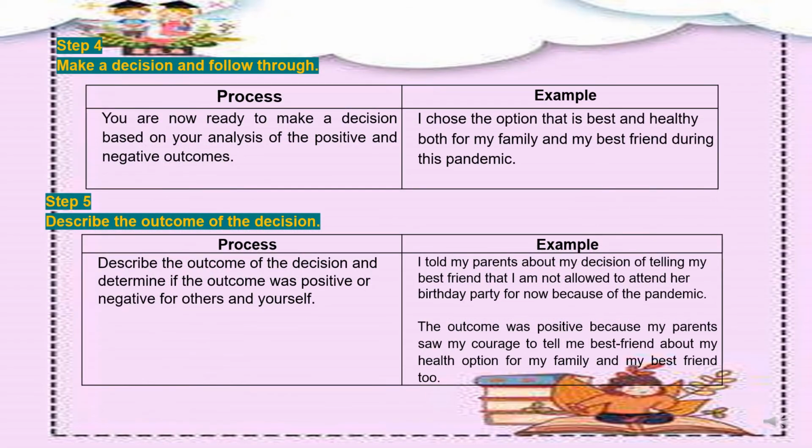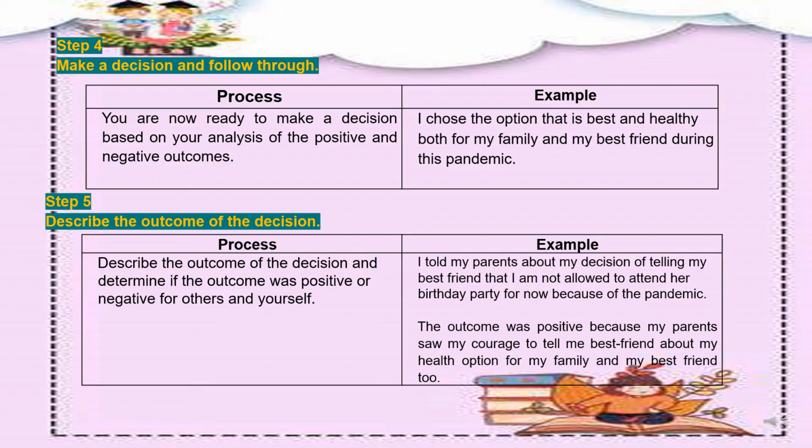Step 4. Make a decision and follow through. Process: you are now ready to make a decision based on your analysis of the positive and negative outcomes. Example: I chose the option that is best and healthy both for my family and my best friend during this pandemic. Step 5. Describe the outcome of the decision.